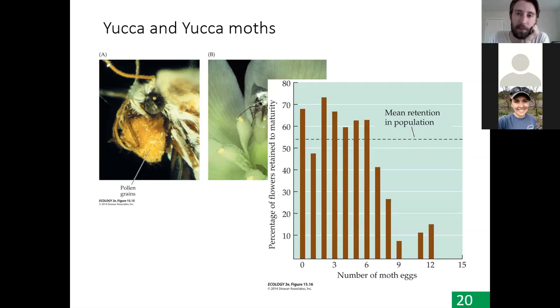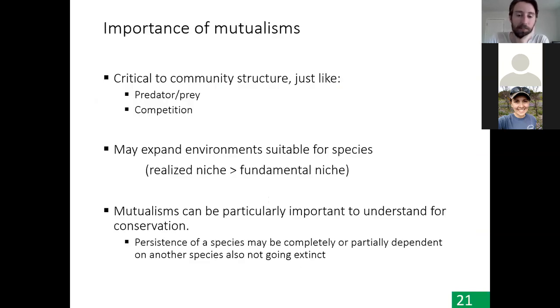The yucca says, okay, if you're going to lay more than 6 eggs on my flowers, then I'm not going to give you the benefits to your caterpillars, and all of your eggs are going to die. And so yeah, the ones that lay lots of eggs have a selective disadvantage in this case because their caterpillars end up dying. The flower doesn't develop into a fruit, and so the caterpillars don't have a food source. So yeah, this is kind of evidence of evolutionary punishment of cheaters in this case.